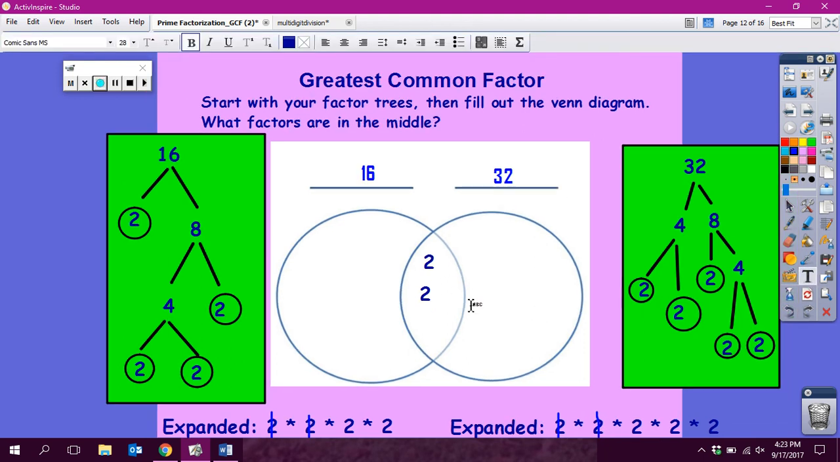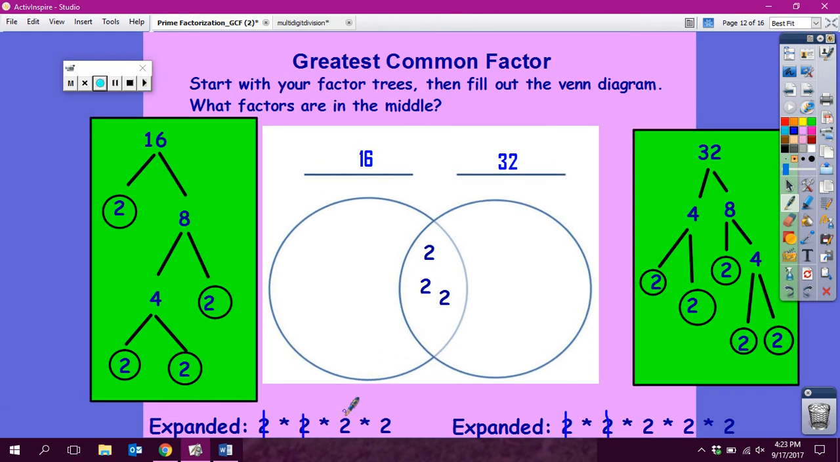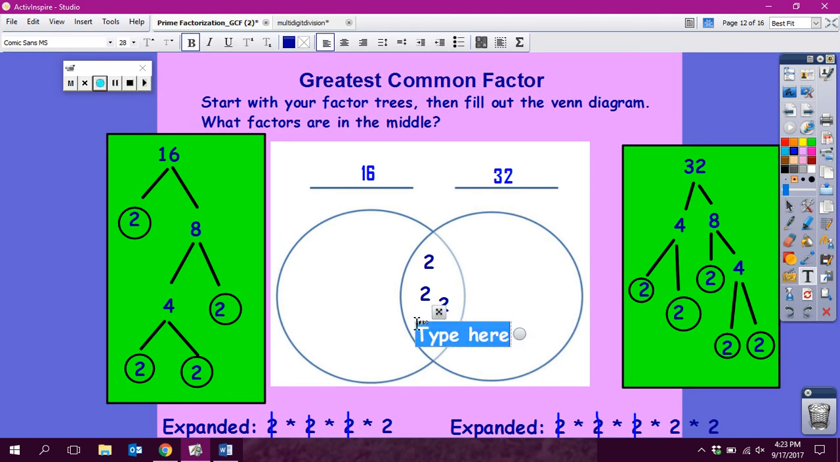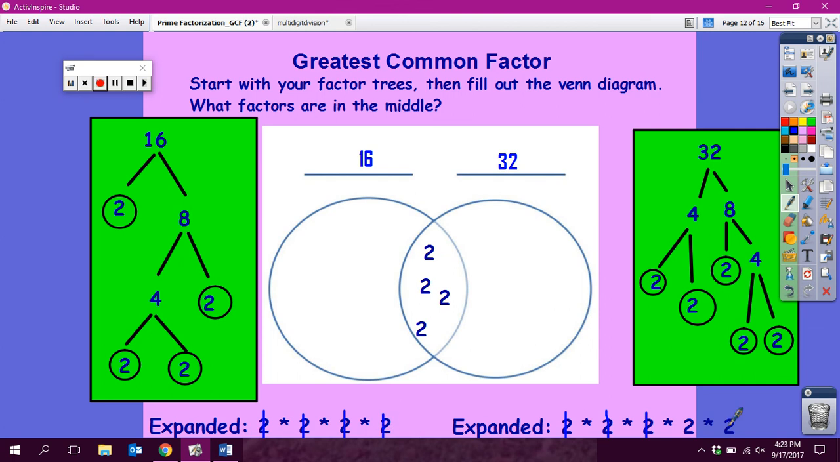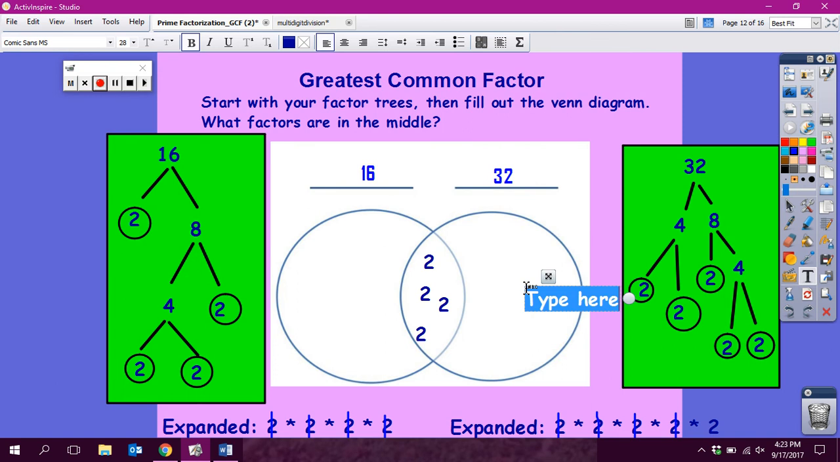Got the third 2. Got a lot of 2's here. Make sure you know that you're not writing 22 on your paper. And then they have one more 2 in common. So they had 4 2's that they shared. That's a lot of 2's. So bye 2. And you've got this one extra 2 just kind of hanging out with the 32.